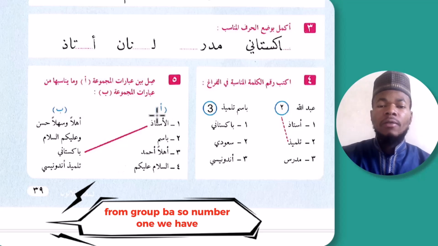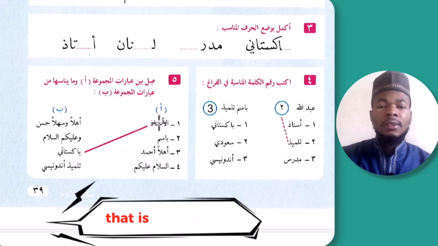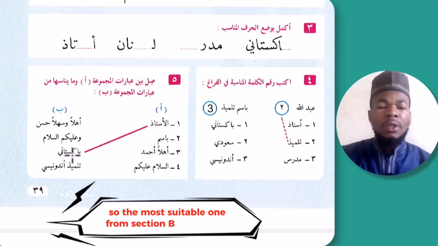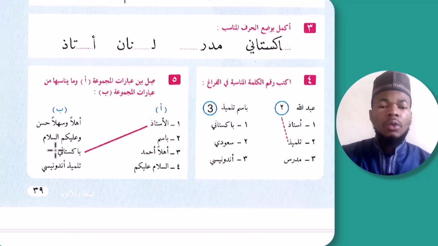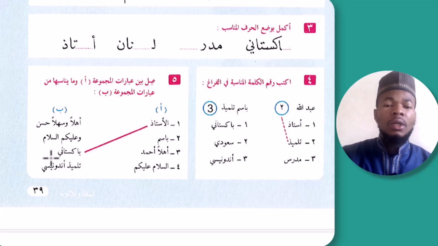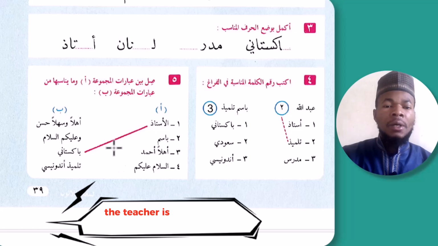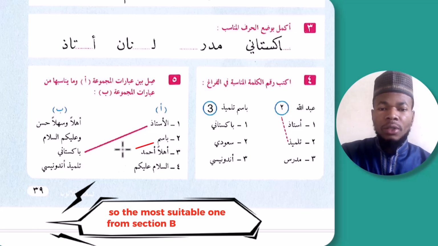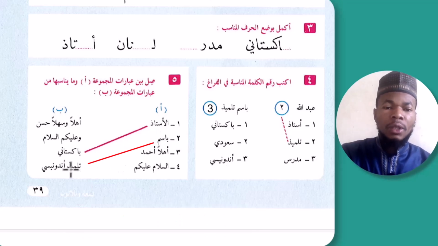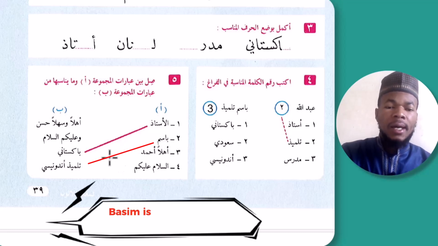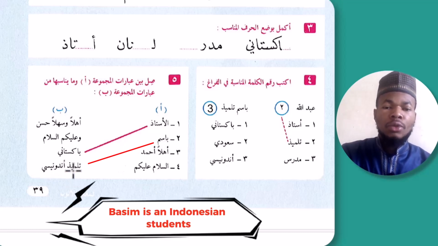So number one, we have Al-Ustadhu, that is the teacher. So the most suitable one from section Ba is Pakistaniyun, that is Al-Ustadhu Pakistaniyun. The teacher is a Pakistani. So number two, we have Basimun. So the most suitable one from section Ba is Basimun Tilmidun Indunisiyun. Basim is an Indonesian student.